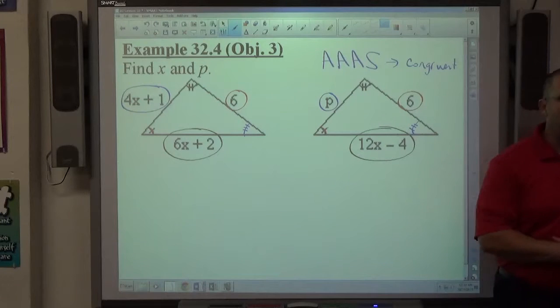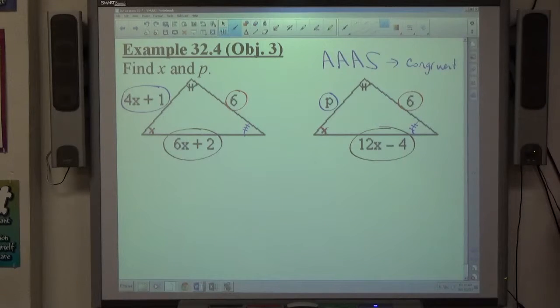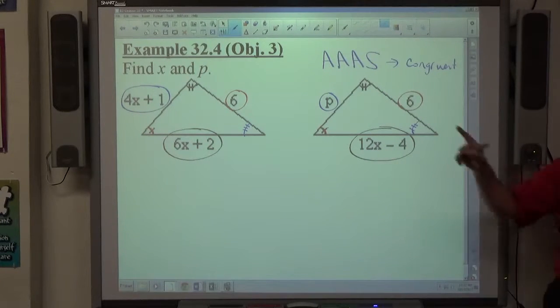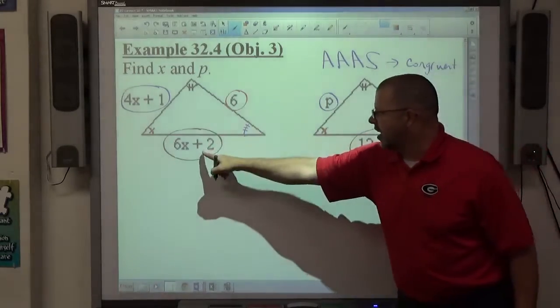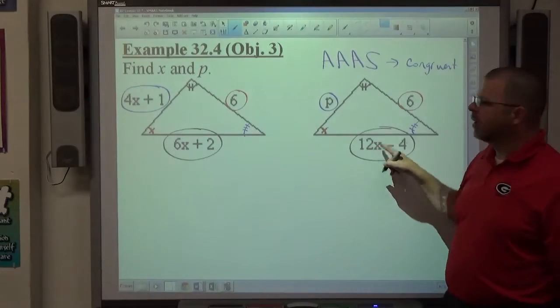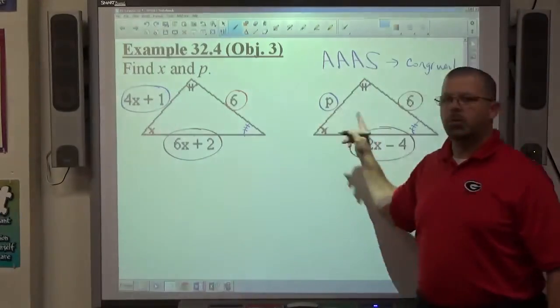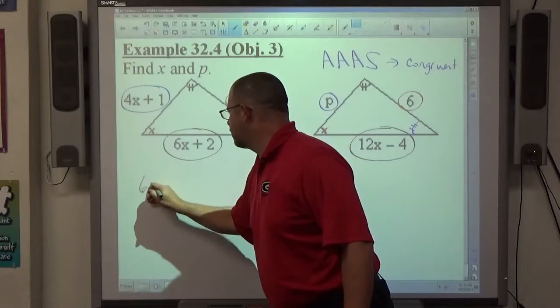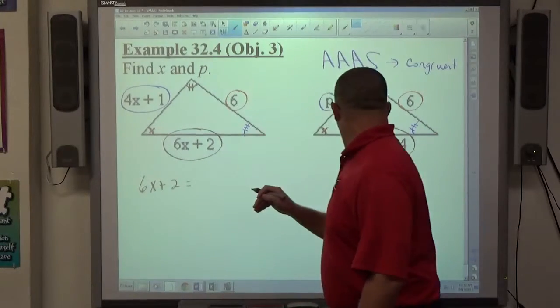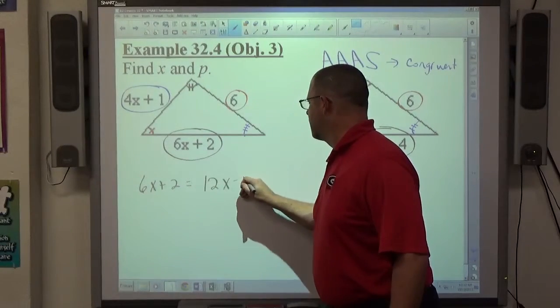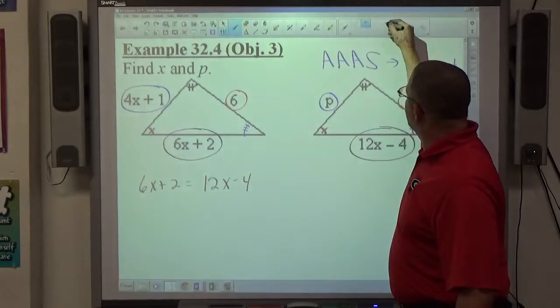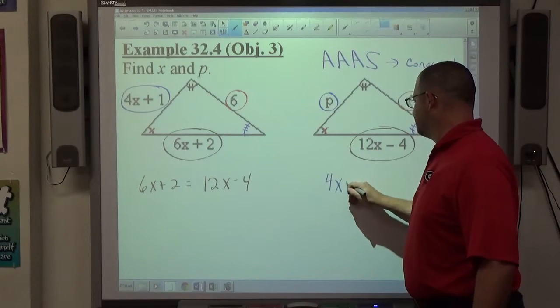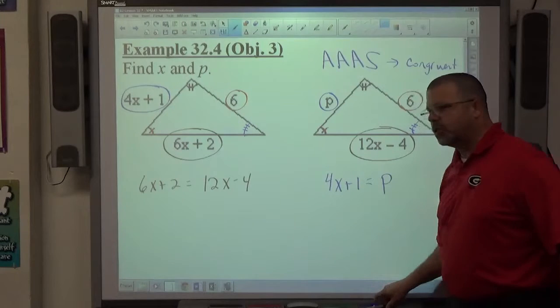And the property of a congruent triangle that we're going to use here is that corresponding sides are equal. So 6 equals 6, that means that 6x plus 2 has to equal 12x minus 4. That also means that 4x plus 1 has to equal p. So if I take those two truths, that 6x plus 2 is equal to 12x minus 4, and also that 4x plus 1 has to equal p. Now look at those two equations.